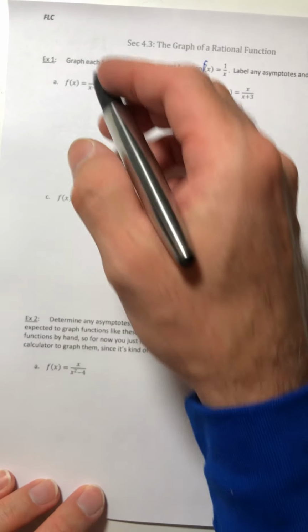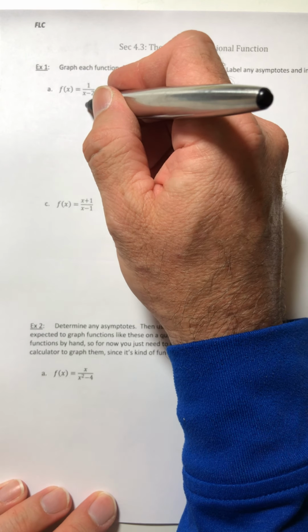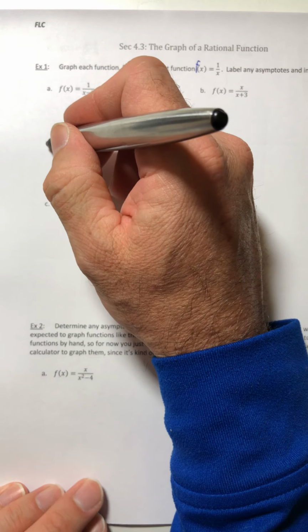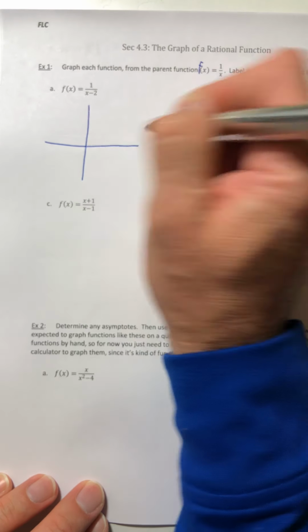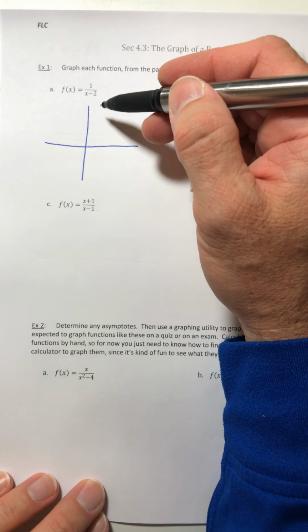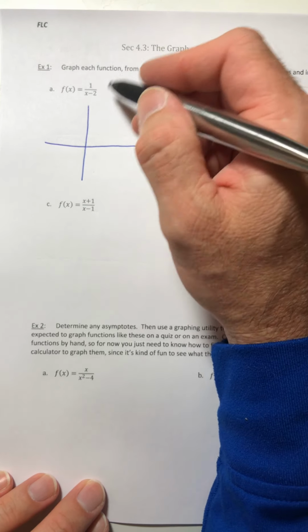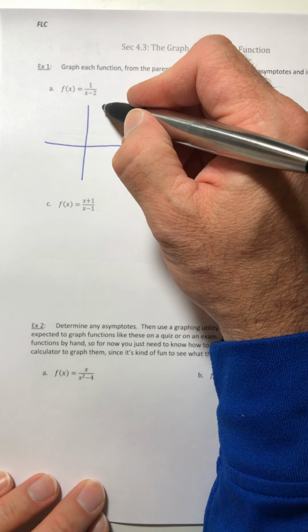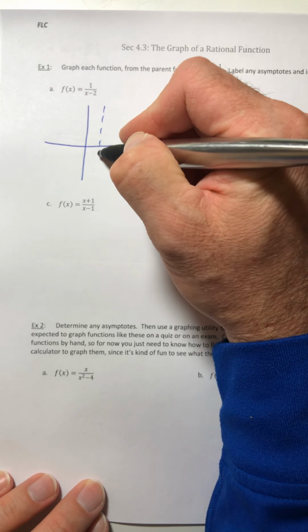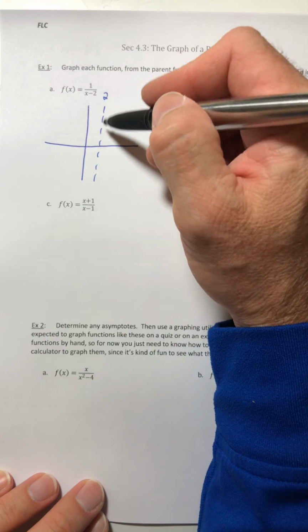Okay. So let's get the vertical asymptote first. The vertical asymptote is what makes the denominator 0. So in our case, that's going to be a positive 2. When you draw the asymptotes, it's just a dashed line for any kind of asymptote, vertical, horizontal, or oblique. All right, so you have a vertical asymptote right at 2.